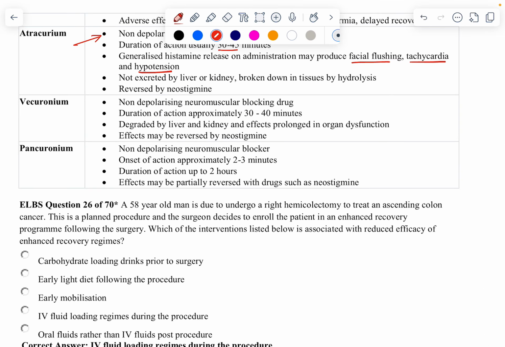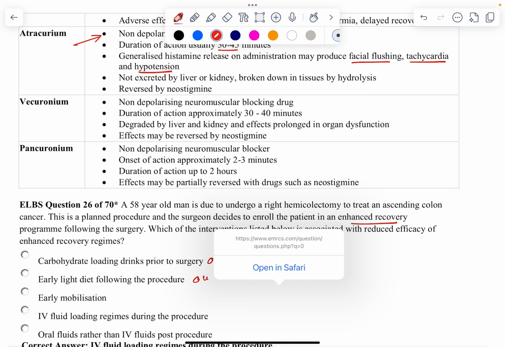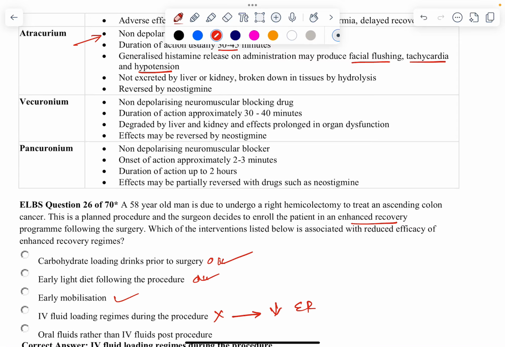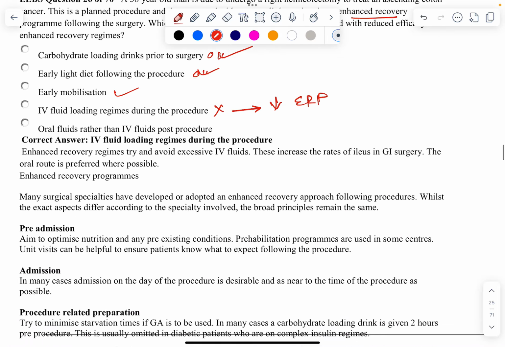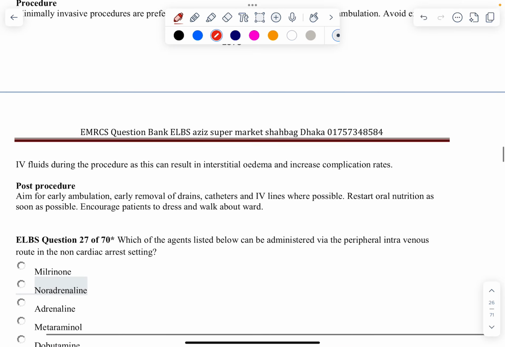A 58-year-old man is due to undergo hemicolectomy to treat ascending colon cancer. The surgeon decides to enroll the patient in an enhanced recovery program. Which of the following interventions is associated with reduced efficacy? This is definitely okay, this is okay, early mobilization okay. But IV fluid loading regimes should not be given. That decreases the enhanced recovery program. Too much IV fluid should not be loaded.